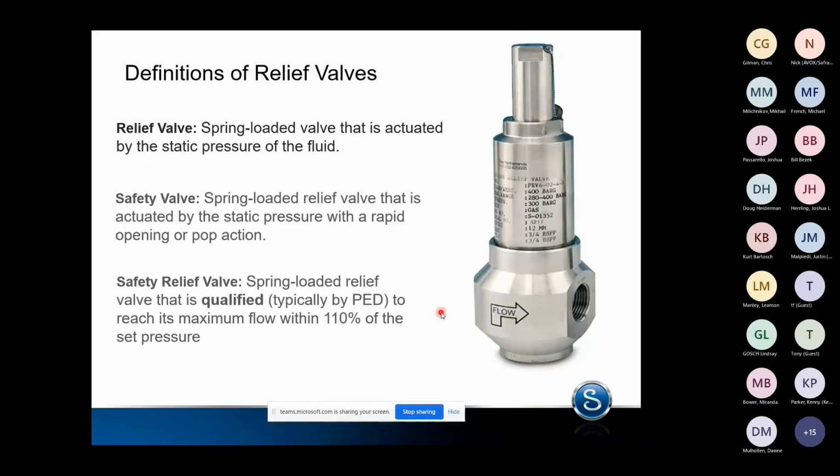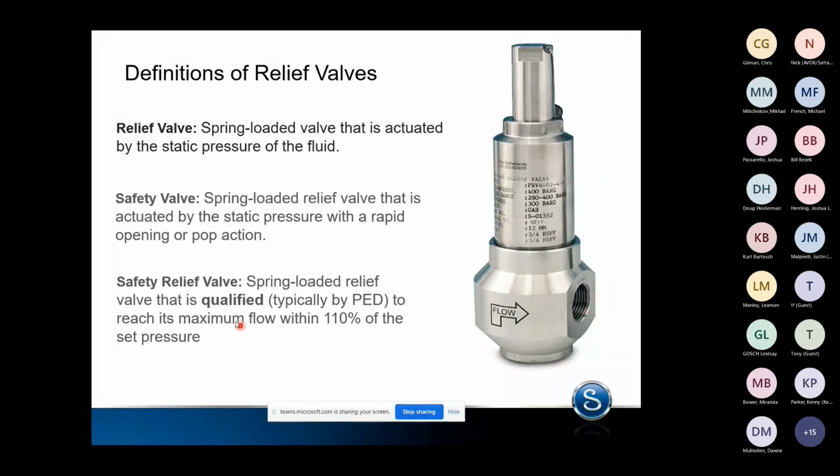Relief valve, safety valve. A safety relief valve is still going to be spring-loaded, but it then has a qualified discharge rate. The qualification is usually by PED or other third party, and it's sized basically to reach its maximum flow within this right here, 110% of the set pressure. So it very quickly goes from closed to open to be able to make sure that we get that full volume out of there.